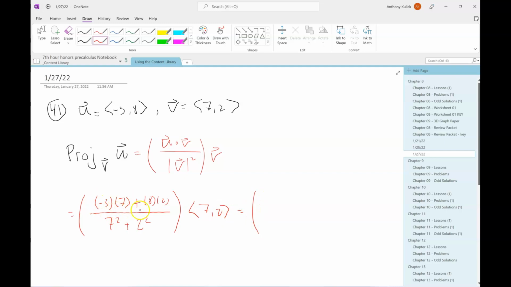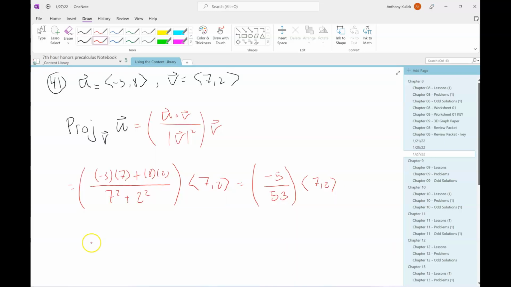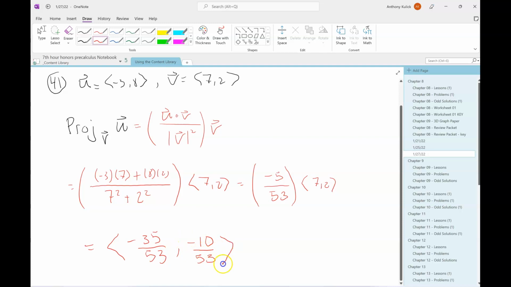So -21 plus 16 is -5. 49 plus 4 is 53. And so now we just do our scalar multiplication, which gives me -35 over 53, and then -10 over 53.